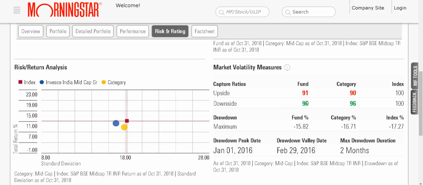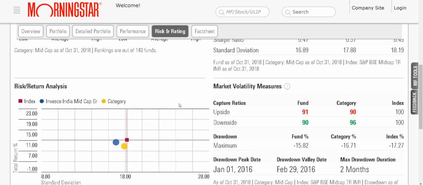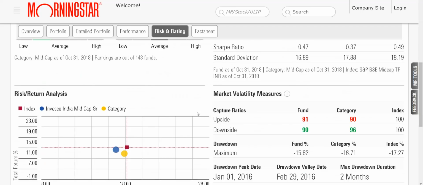Also, you will see the downside protections. This is the upside capture and the downside capture. Recall, this is what I keep talking about, and this is what I use in my own fund screeners. So this is over 3 years, right? So over 3 years, the fund has managed to capture 91% of the benchmark's gains whenever the benchmark gained, but that's not so important. What's more important is that it has only captured 90% of the benchmark's losses whenever the benchmark fell.